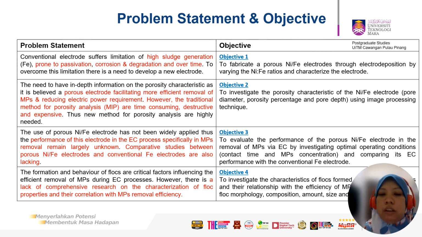Okay, and then the last problem statement is the formation and behavior of flux are critical factors influencing the efficient removal of MPs during the EC process. However, there is a lack of comprehensive research on the characterization of flux properties and their correlation with MPs removal efficiency. So the last objective will be to investigate the characteristic of flux form and their relationship with the efficiency of MPs removal in terms of flux morphology, composition, amount, size, and settling velocity.